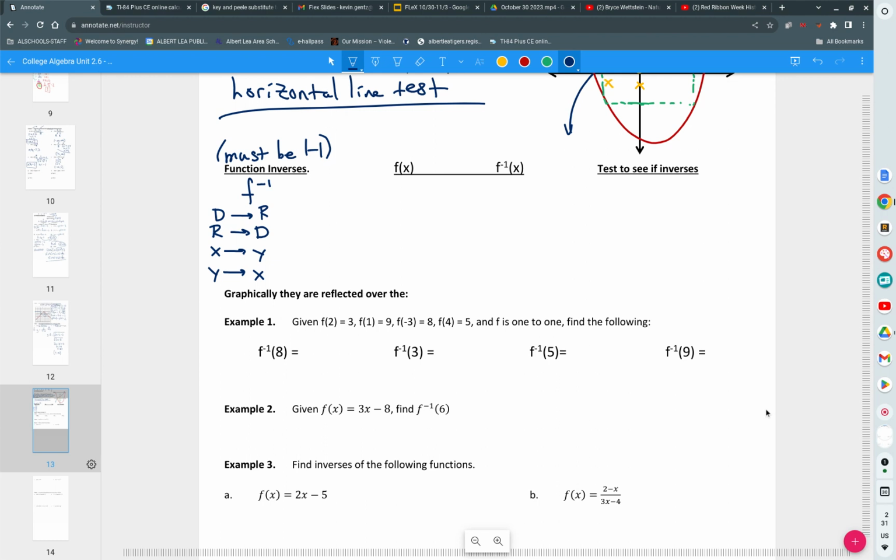So I'm going to give you the most boring function in the world. The most boring function I could think of is (3, 8). It's just a dot, one point. Anybody want to guess what the inverse function would be? (8, 3). Yeah, it's (8, 3).